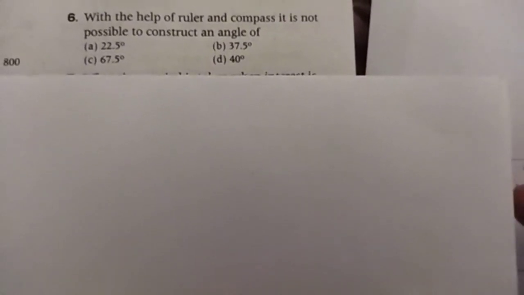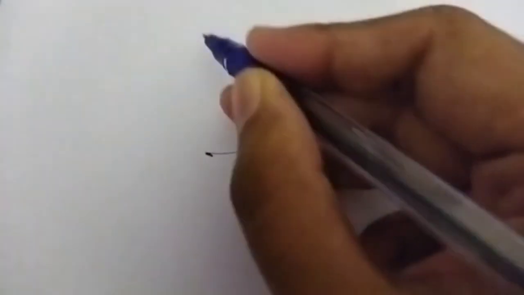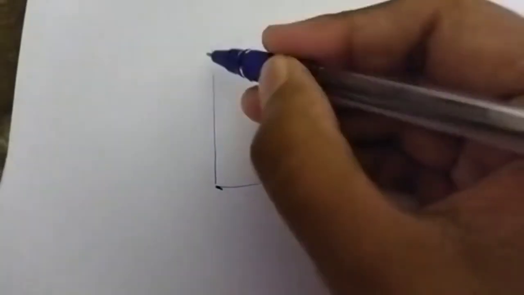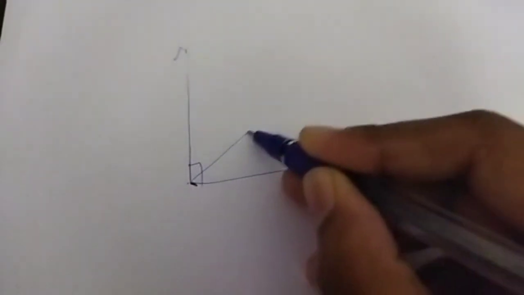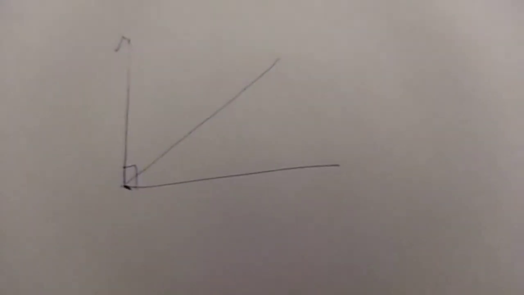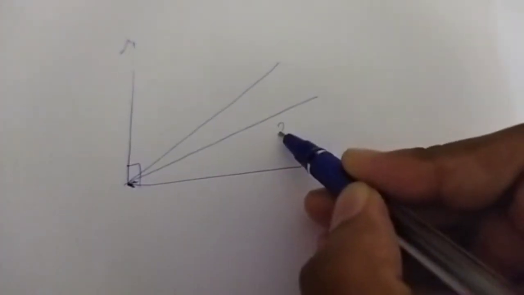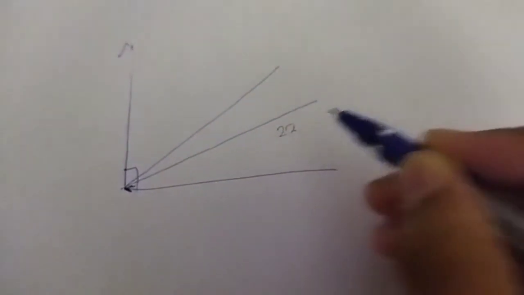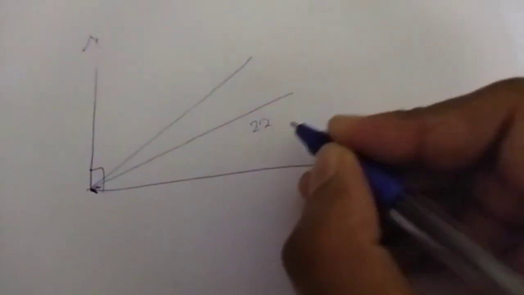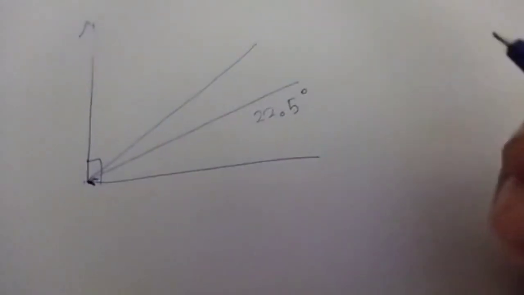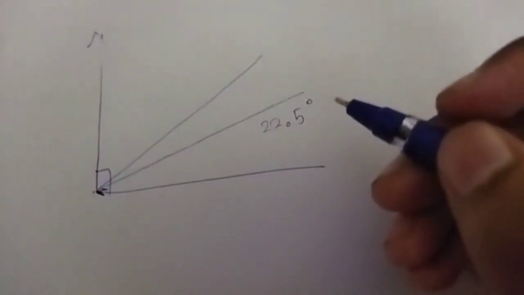So using compass and a scale, we can construct what are the angles. For example, first using scale and compass, we can form 90 degree. And if we bisect, this means we get 45 degree. And again, if I bisect 45 degree, I get 22.5 degree. So 22.5 degree is not possible.